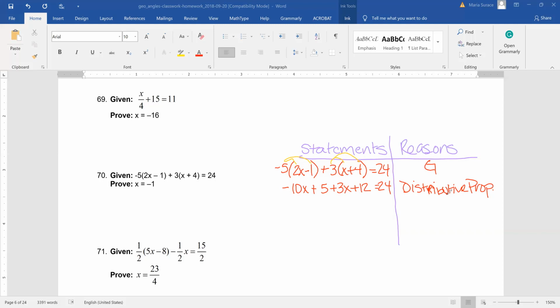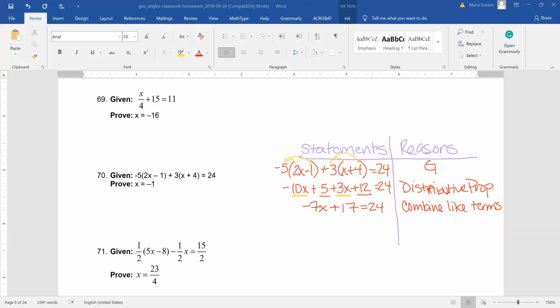Now what? The next step would be to combine like terms. You can see as you are saying your steps out loud, they're also giving you your reasons. So we just said the next step would be that we would have to combine like terms, right? The negative 10x and the 3x have to get added to be negative 7x. And your 5 and your 12 get added to be 17. Well, we just said the reason why I was able to do that was because I am allowed to combine like terms. And that becomes your reason.